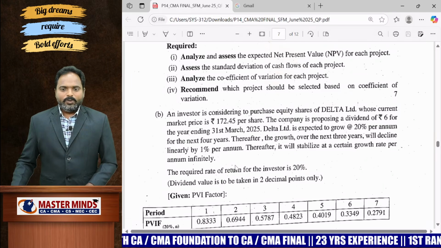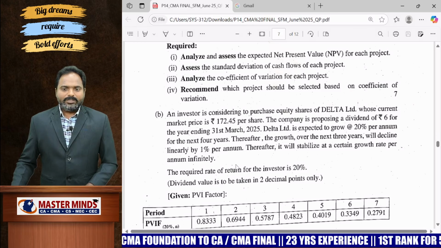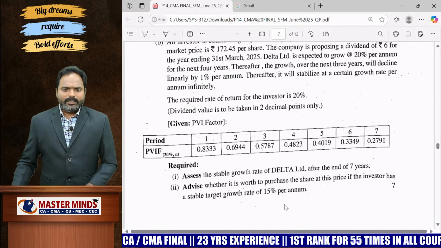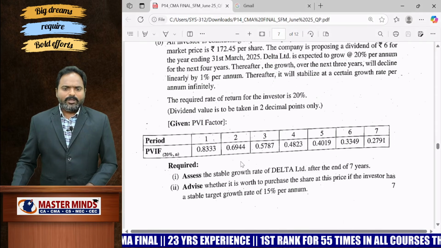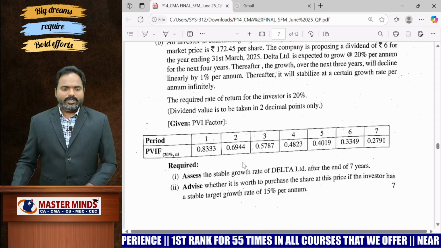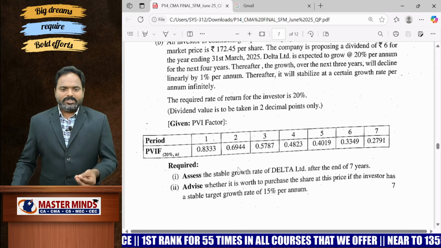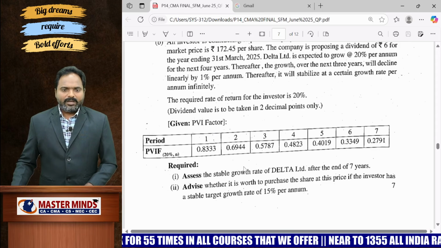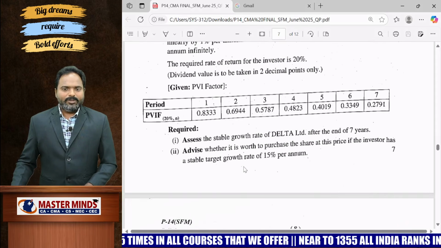Next, 2B. 2B is from valuation of shares. Only one small point is added. They are asking you to calculate the growth rate. Normally in the problems they are giving the growth rate and you are calculating the share value. But here the share value is given, but they are asking for the growth rate. That is the only twist, a small twist. It is there in valuation of shares. So if students can handle this twist, they can answer question number 3B also comfortably.